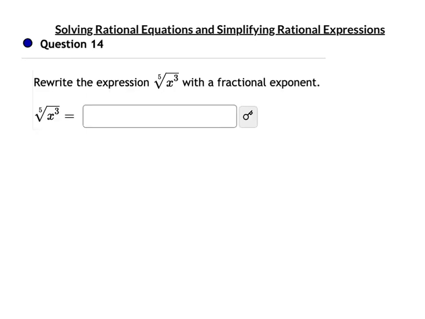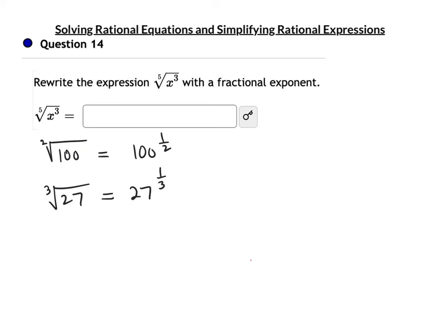This expression with fractional exponents. So we did this with logarithms. It was the idea that the square root, remember there's a little 2 here we don't put, of 100 is 100 to the 1/2 power. And the cube root of 27 is 27 to the 1/3 power.